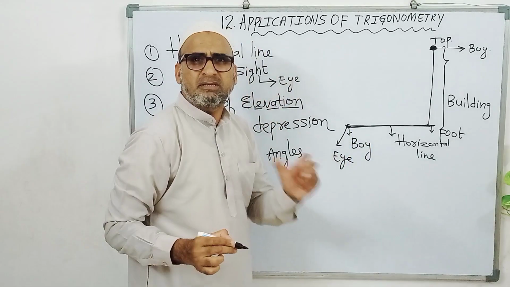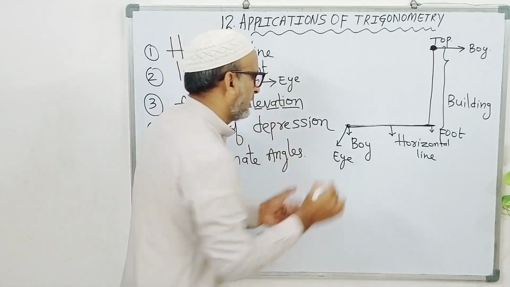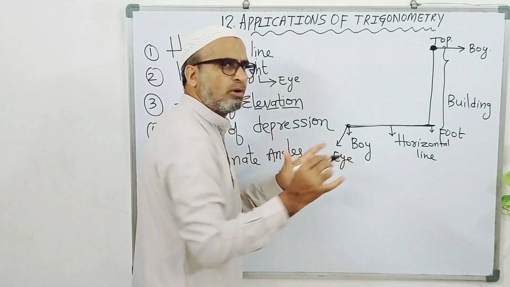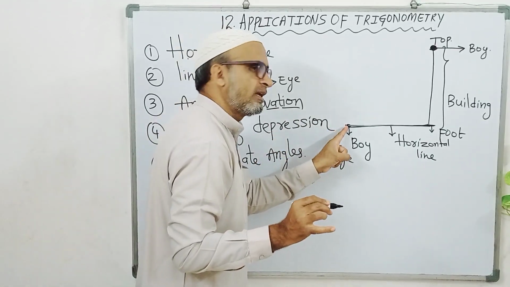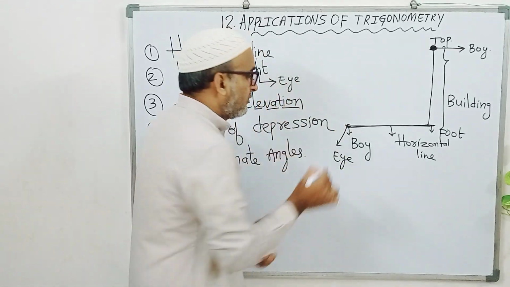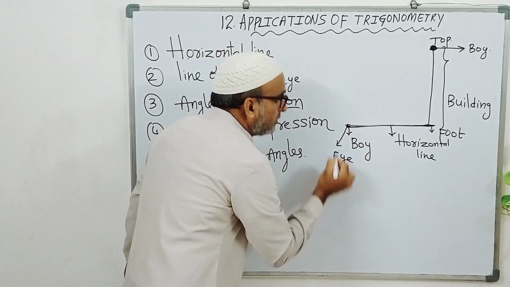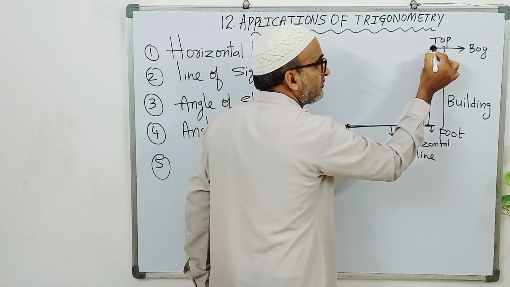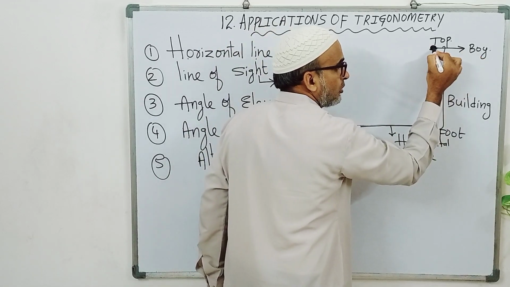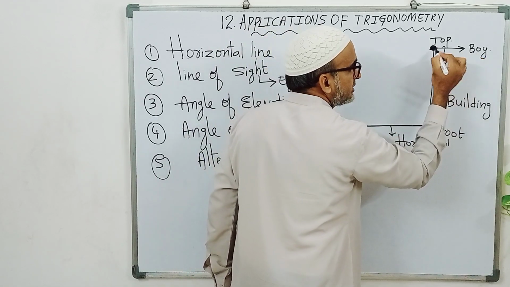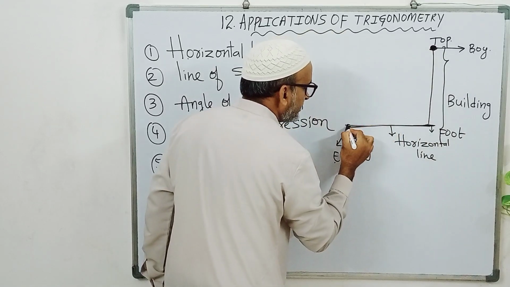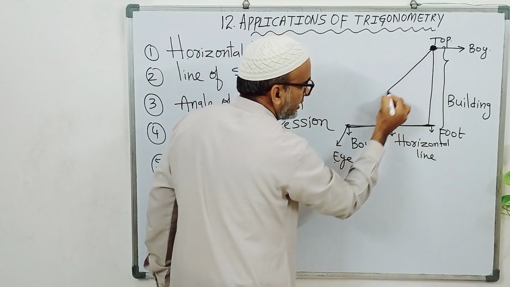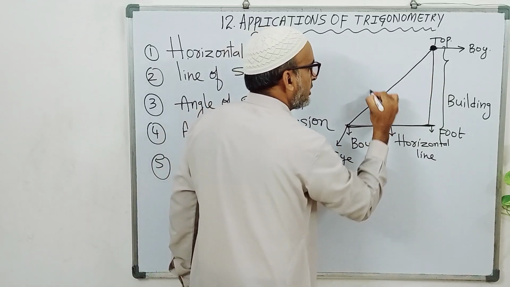Sir, boy means you are not drawing any diagram; the boy's height is not given here. Simply you are telling boy. Means you can take the boy as a point. That boy will have eyes, no? With those eyes he is seeing the top of the building where the boy is sitting. If you join from this eye to this boy like this, this is called line of sight.